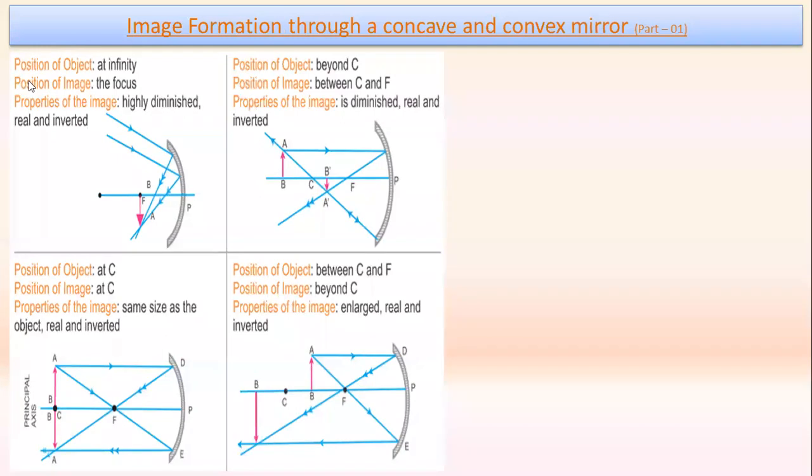Here we have to see the image formation. So how does the image form? We have to go for the image formation by concave and convex mirrors. So there are 6 image formations by concave mirrors and 2 image formations by a convex mirror.